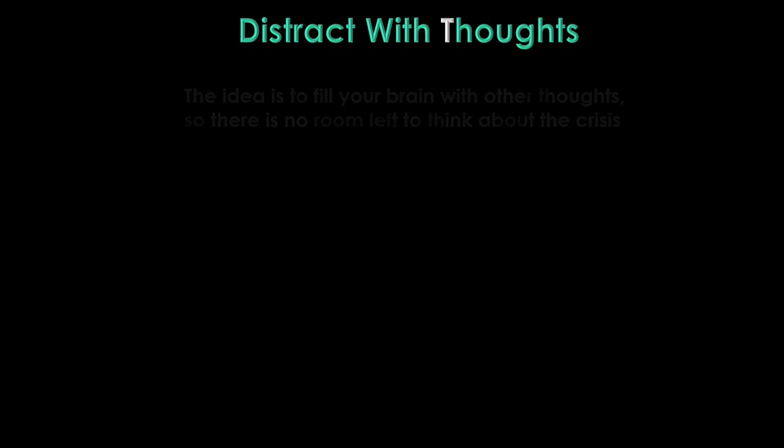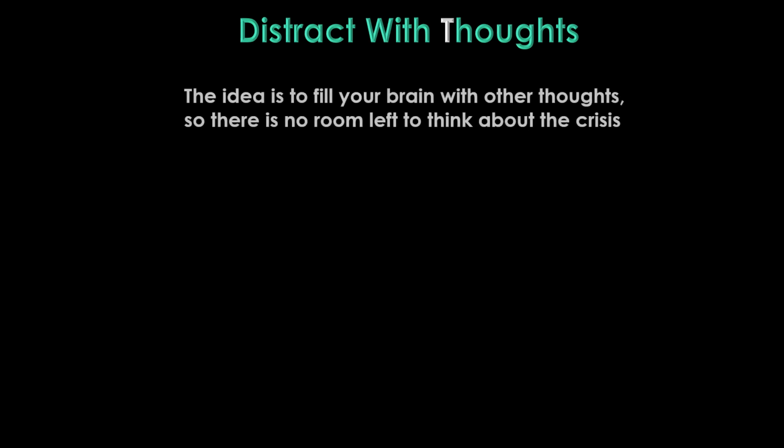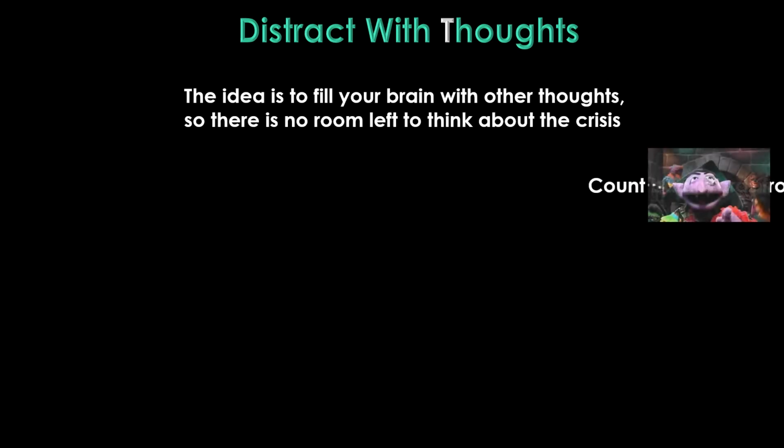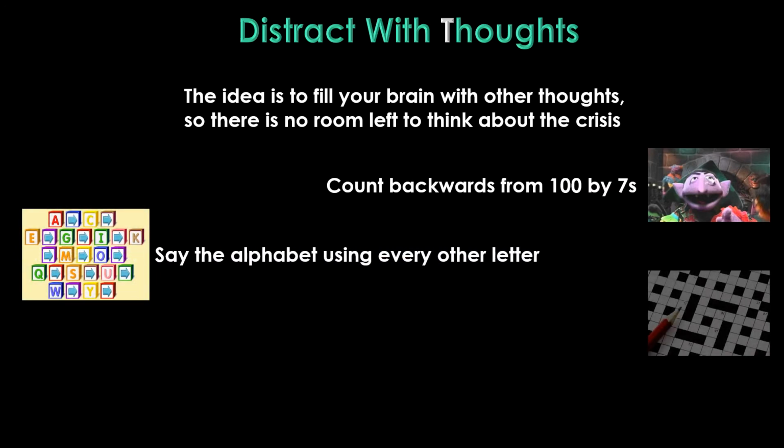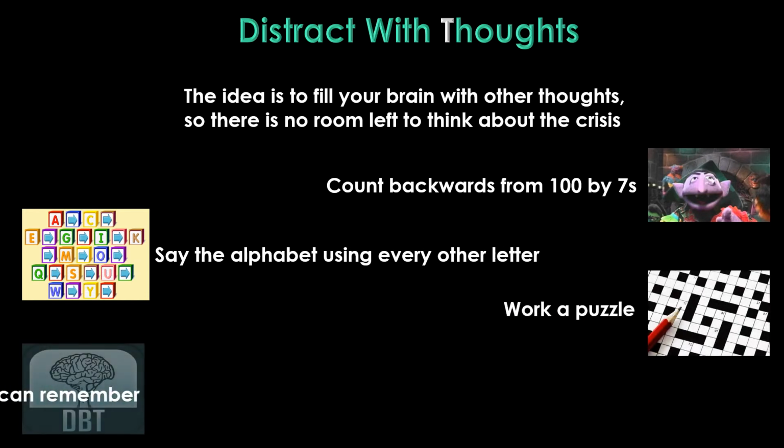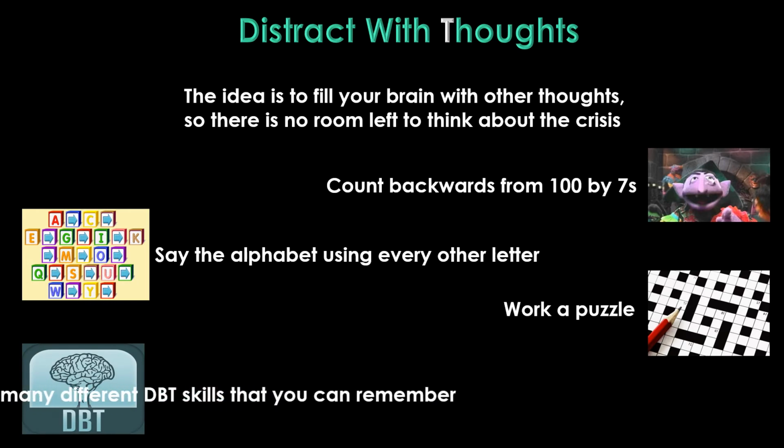Next, we have distract with thoughts. The idea is to fill your brain with other thoughts so there is no room left to think about the crisis. For example, count backwards from 100 by sevens. Say the alphabet using every other letter. Work a puzzle. Recite as many different DBT skills that you can remember.